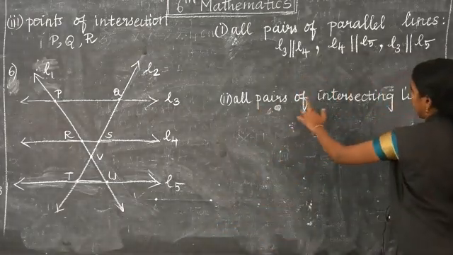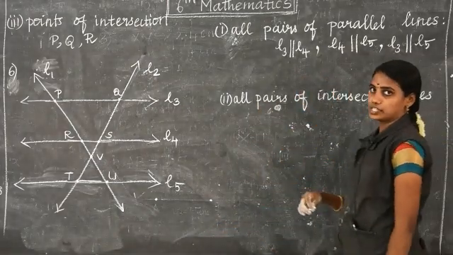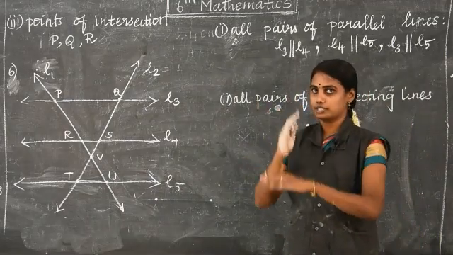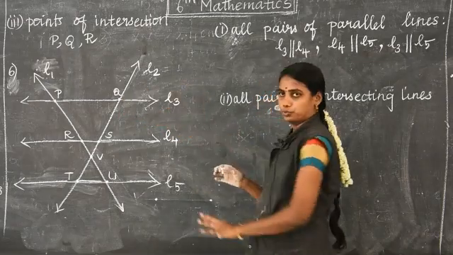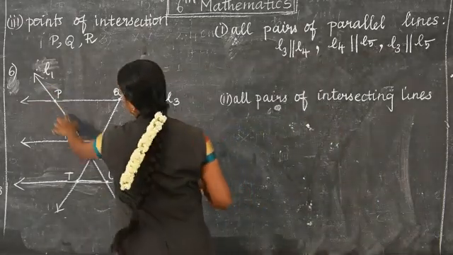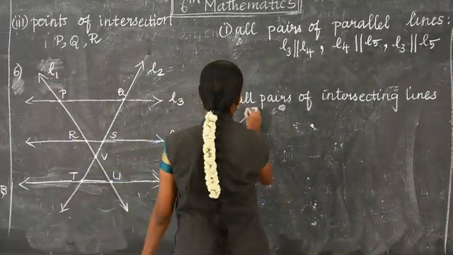Now, all pairs of intersecting lines. Intersecting means just cut. So now we start from L1, L2. So L1, L2 is cutting.